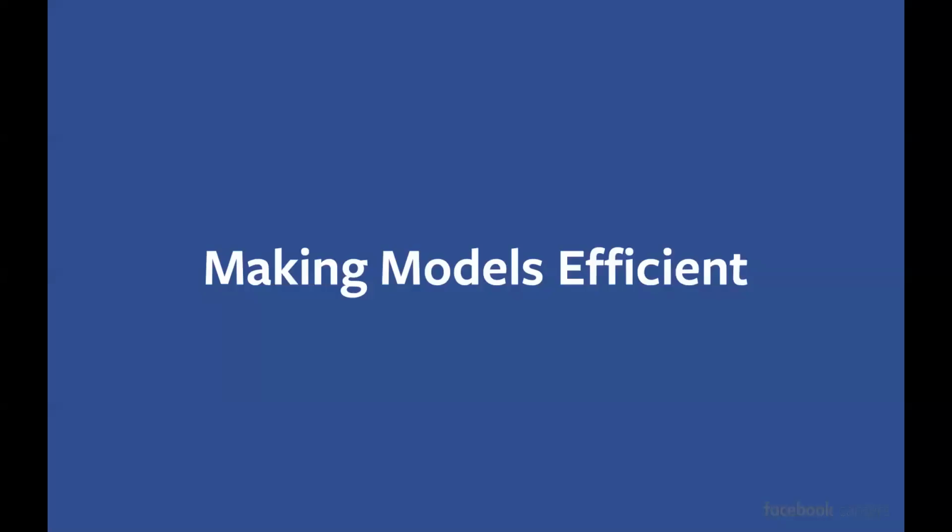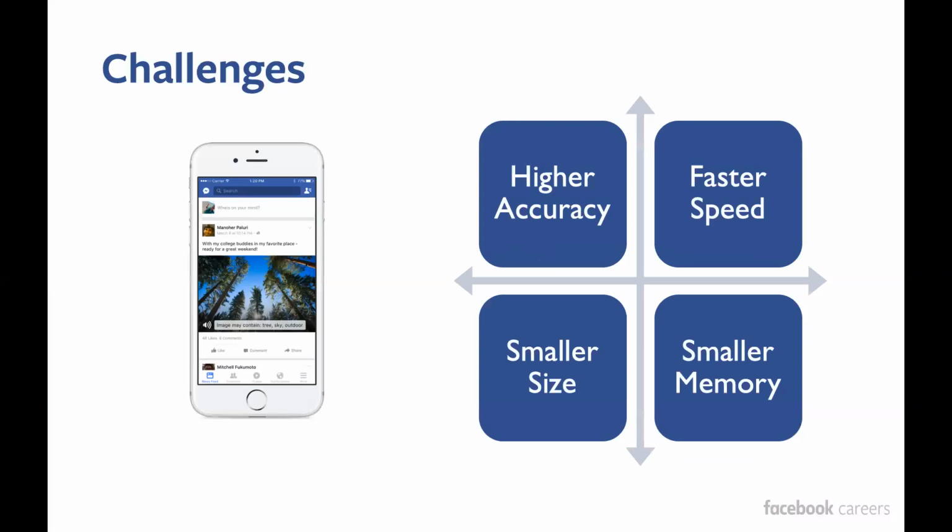So how do we actually make models that are efficient? There are a lot of challenges. To be able to run on the device, you need to tackle several different things. Sometimes you'll need high accuracy. This is mostly because if you're doing an AR effect, you want high accuracy, because if it's not accurate, you'll see jagginess, so it's not a really good experience. You definitely want faster speed because you want to run in real time.